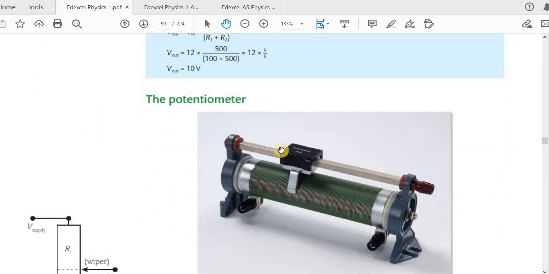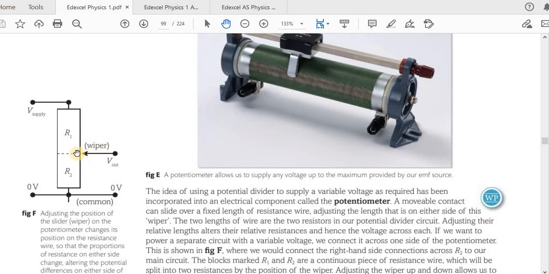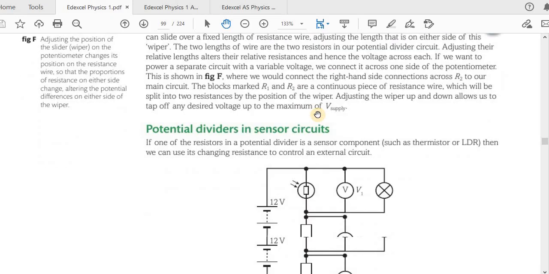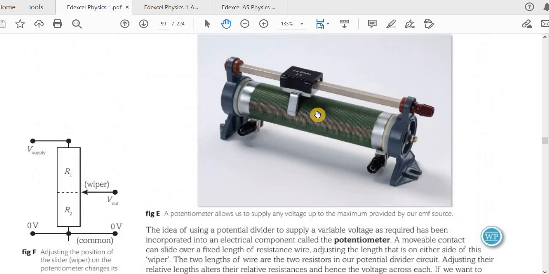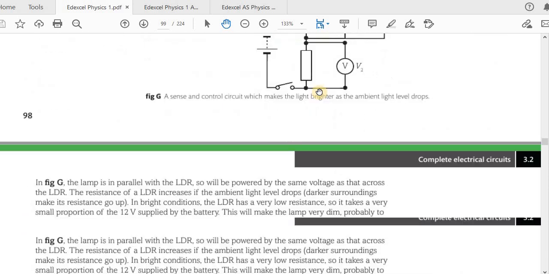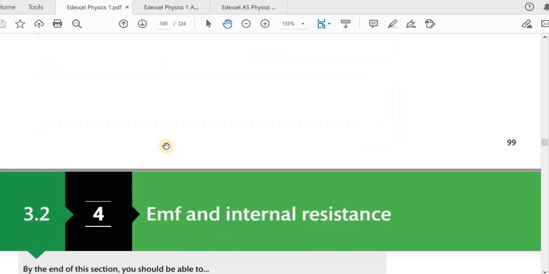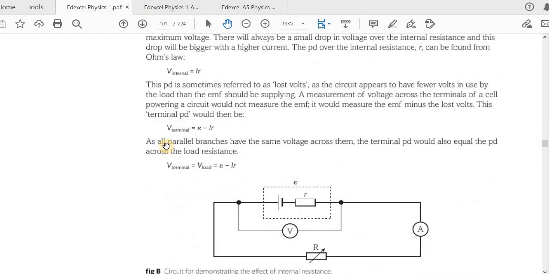Then the potentiometer. I have already uploaded a video explaining in detail how to use this as a variable resistor. You can also use this as a potential divider, so you can use it as a variable resistor, and also you will use it as a potential divider. These definitions are important.